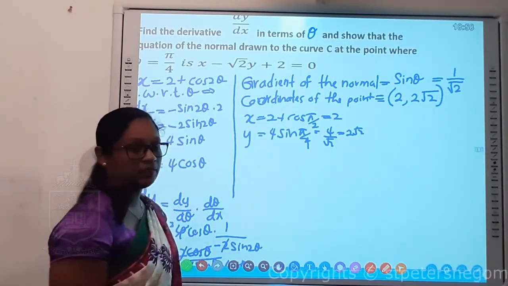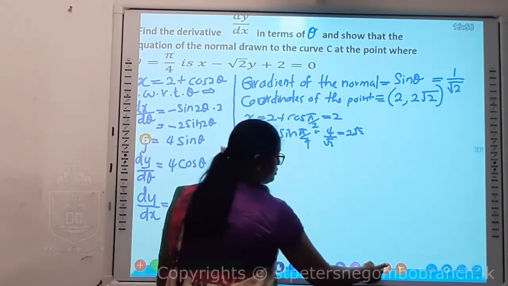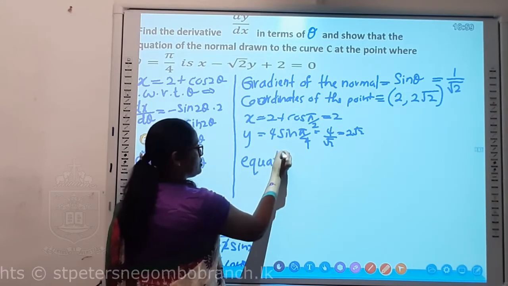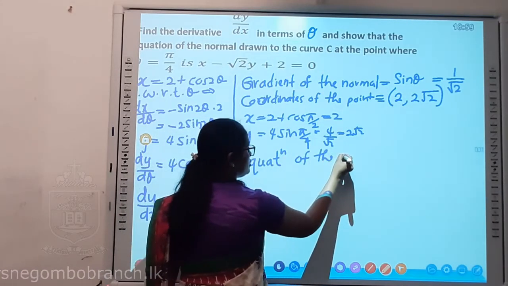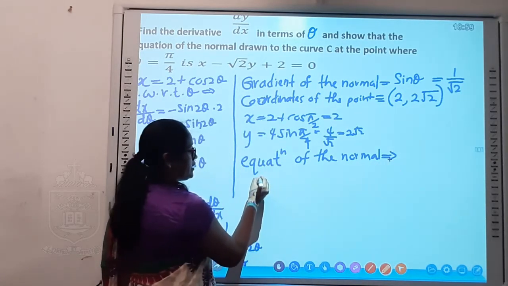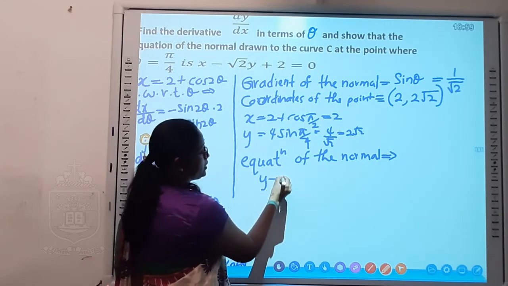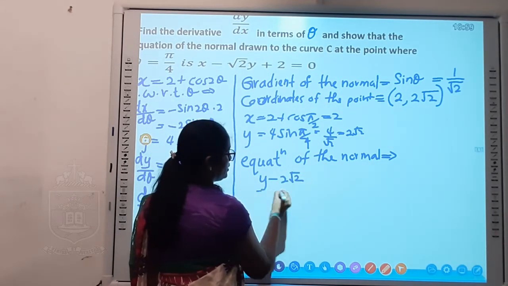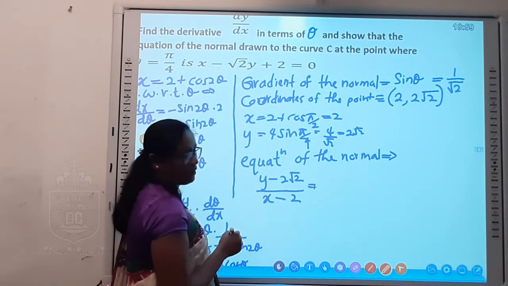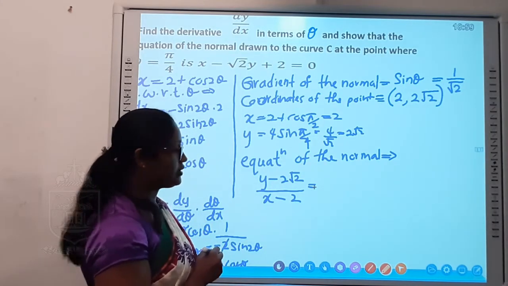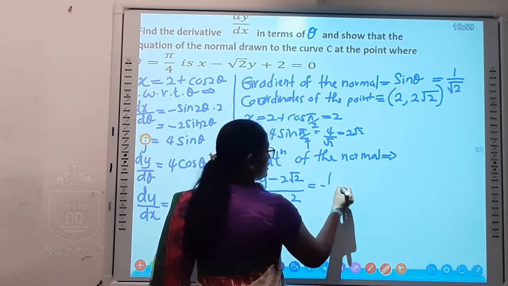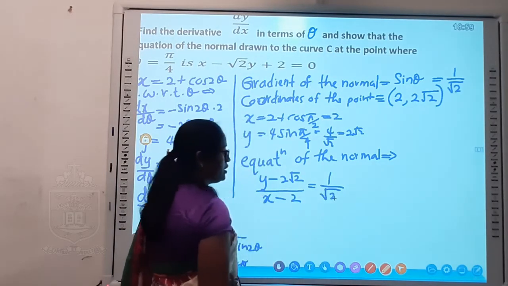So for a general point on the line we take x, y. Using that, the equation of the normal can be written as y minus the y coordinate of the point, that is 2 root 2, over x minus the x coordinate, that is 2. This is the way we can write the gradient using the general point, and that should be equal to the gradient we found already, that is 1 over root 2.